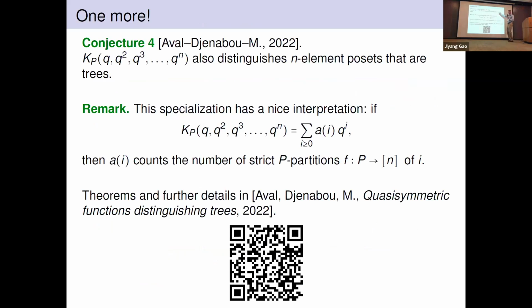And then, inspired by the Stanley conjecture, we looked at this, and it seems to be the case that again, posets are distinguished by this principal specialization, which is again a polynomial. And this principal specialization, in fact, has a nice interpretation. If we expand it out as a polynomial in q, then these coefficients a_i are the number of strict p-partitions that map to n and are p-partitions of i, meaning the sum of all the values is equal to i. And I skipped over a lot of details. The full details are in the paper.